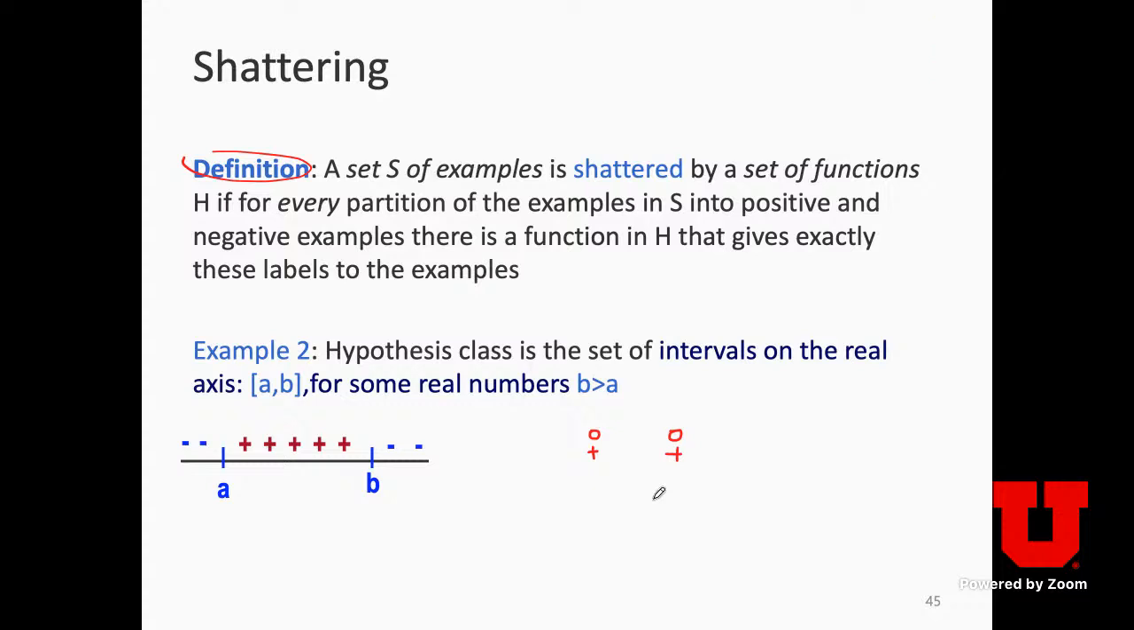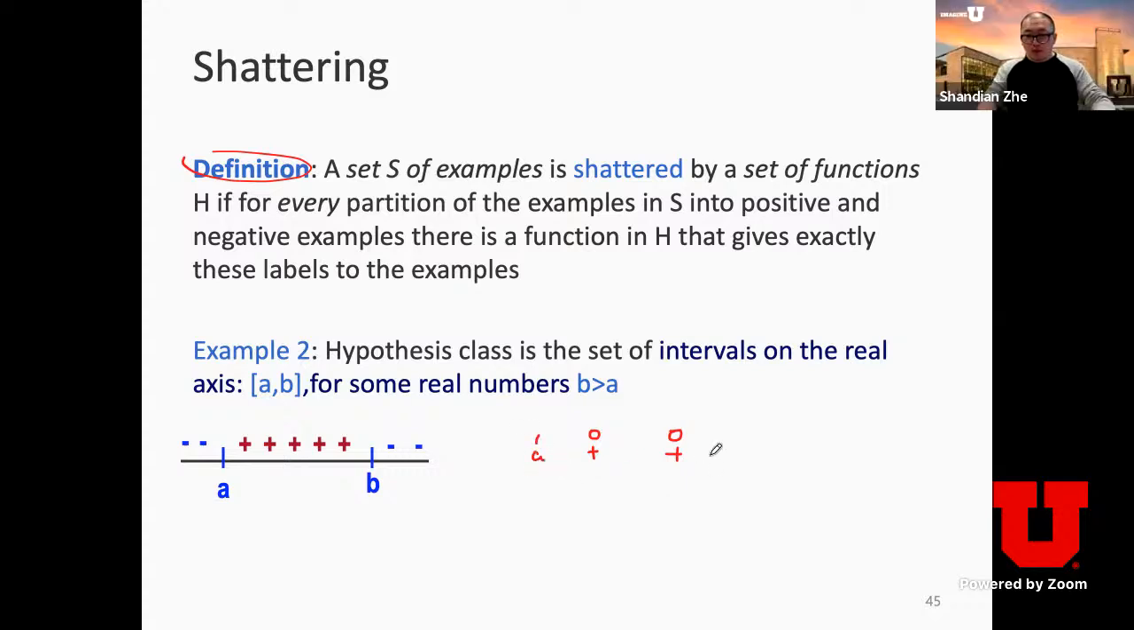Outside both of these, one on the left and one on the right, right? So according to our classification rule, the points inside the interval will be classified as positive, and we're doing the right thing. So for the first labeling scheme, we pass.